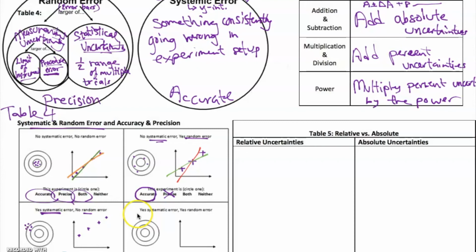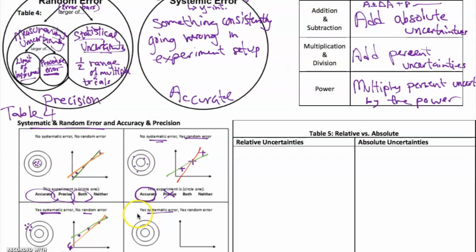And my min-max lines, when I draw them in, are going to be, again, fairly close together. But notably, our average y-intercept is not going through 0,0. We're totally missing the mark on 0,0. And so that means that our experiment is precise, but it is not accurate because we have systematic error.